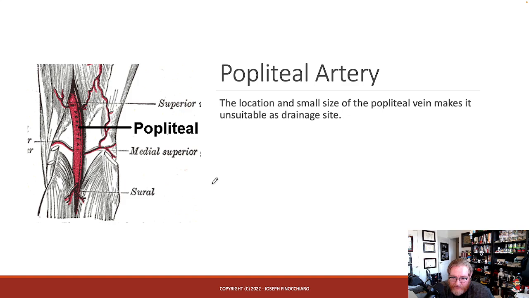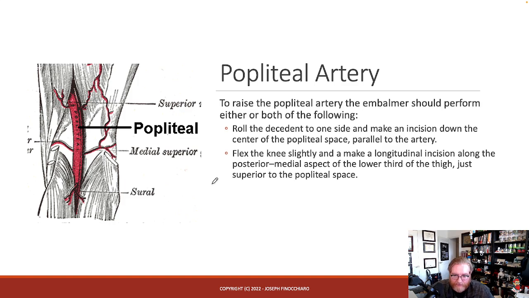Absolutely useless as a drainage site. The popliteal artery and vein, the vein is absolutely useless as a drainage site. You're going to have to use something different. And you really should not be using this artery for a full body injection whatsoever.